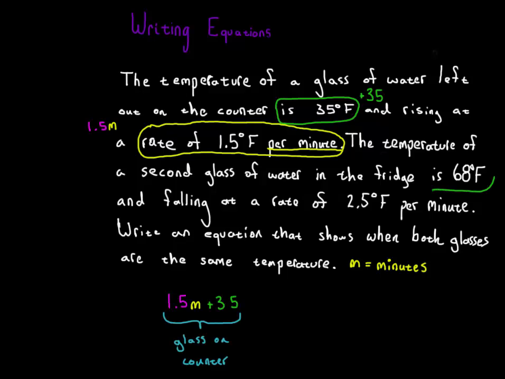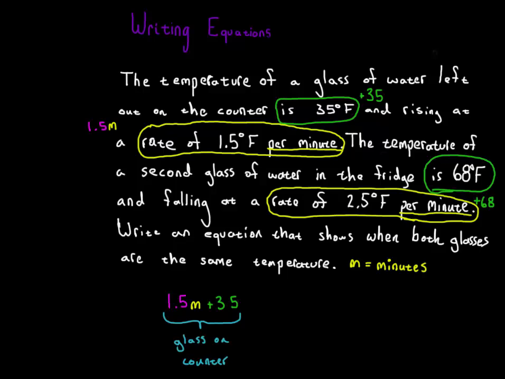Our second glass is starting at 68 degrees Fahrenheit, but losing heat at a rate of 2.5 degrees Fahrenheit per minute. We put those 2 pieces together. Negative 2.5 degrees per minute plus our starting 68 degrees. And lastly, we separate our 2 expressions with an equal sign, because we're looking for the moment at which the temperature in the glass is the same.